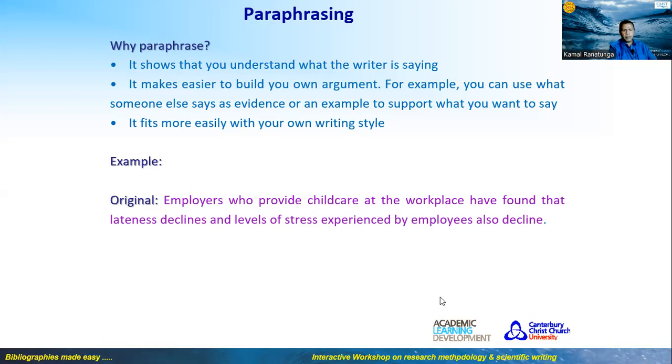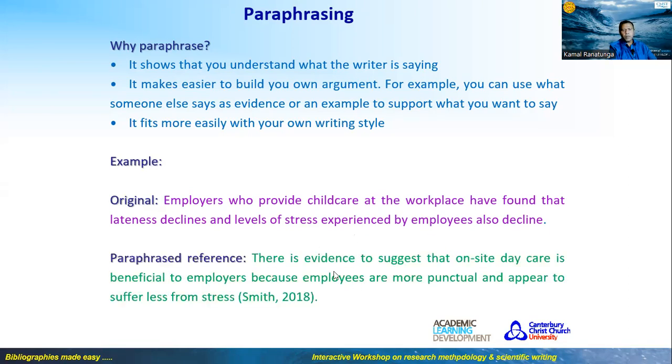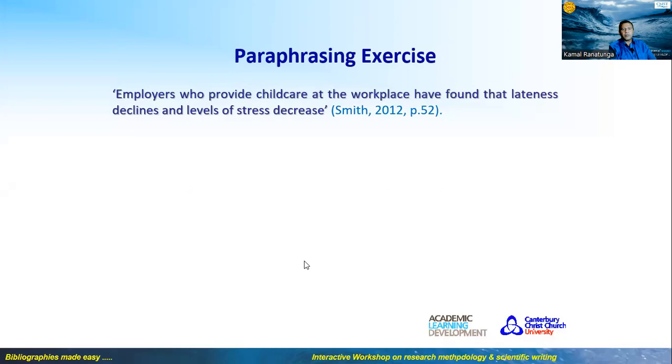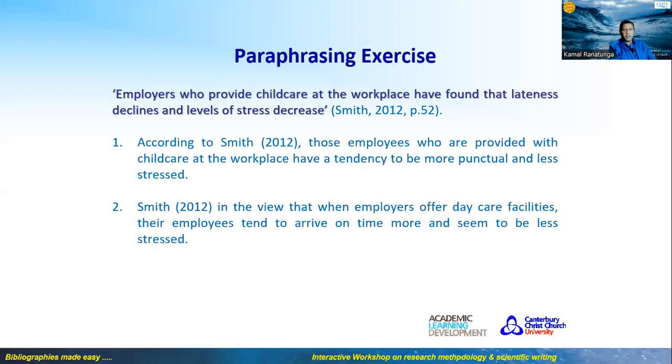I think I have a few examples for suggestions here, the paraphrased version. There is evidence to suggest that on-site daycare is beneficial to employers because employees are more punctual and appear to suffer less from stress, right? So this is how you can paraphrase it, and still we have to provide the in-text citation, and definitely we have to have the reference list as well. And there are many different ways you can put this in your writing.